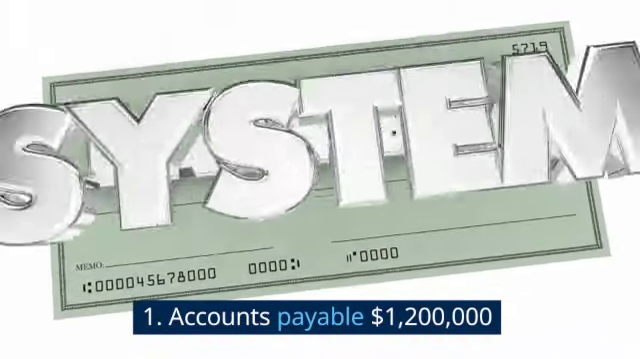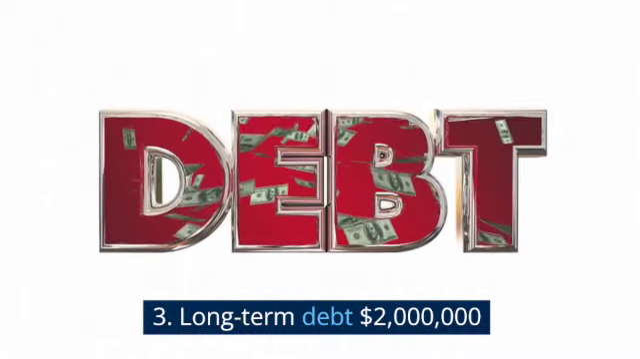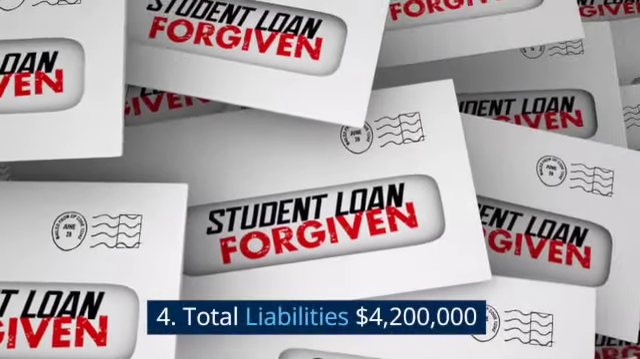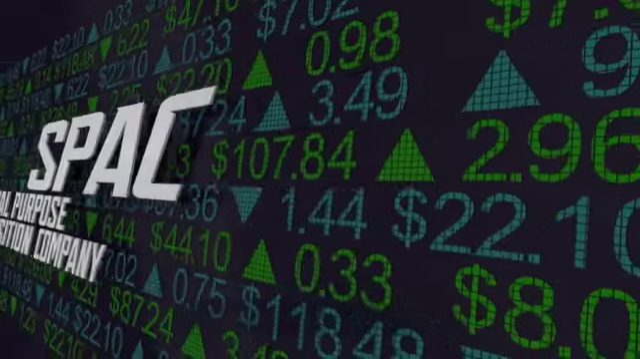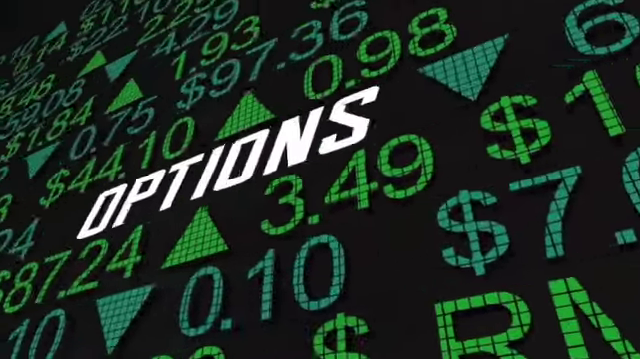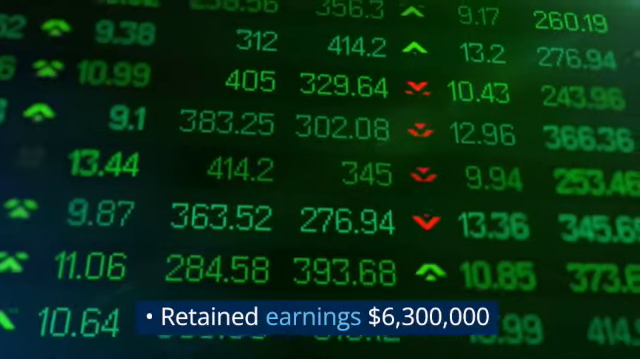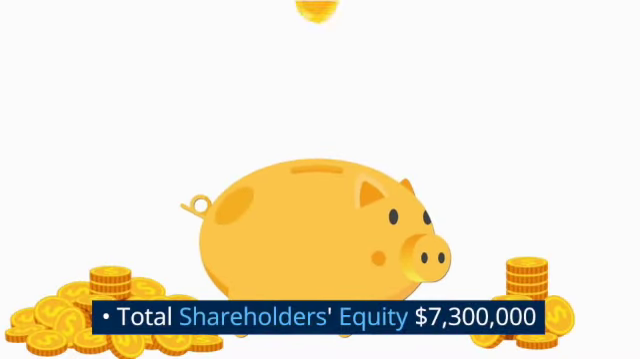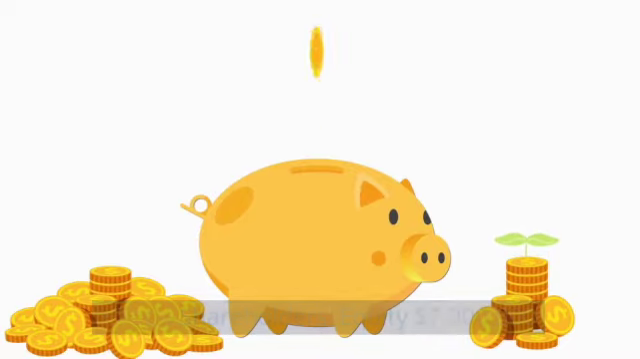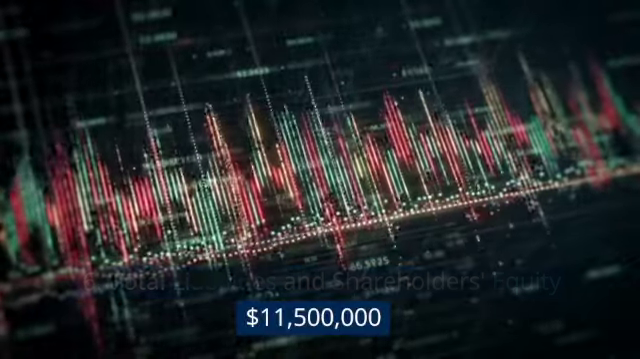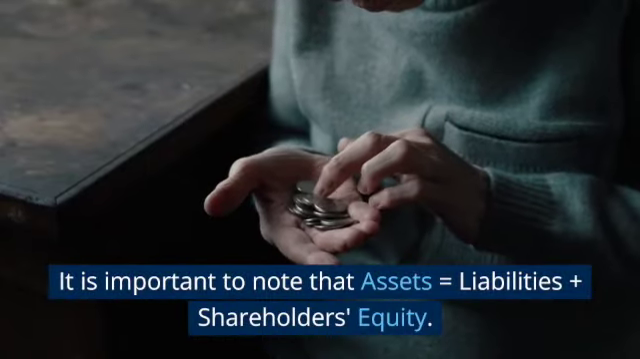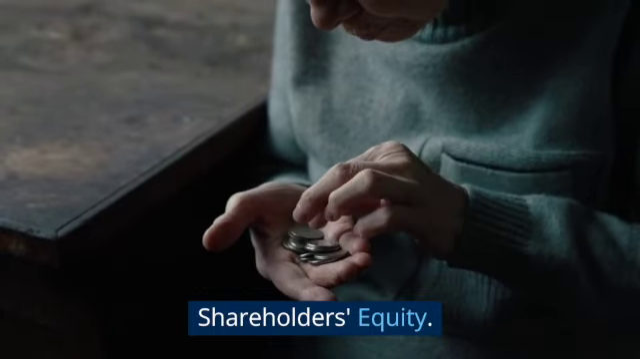Liabilities and shareholders' equity. 1. Accounts payable $1,200,000. 2. Short-term debt $1 million. 3. Long-term debt $2 million. 4. Total liabilities $4,200,000. 5. Shareholders' equity. Common stock $1 million. Retained earnings $6,300,000. Total shareholders' equity $7,300,000. 6. Total liabilities and shareholders' equity $11,500,000.